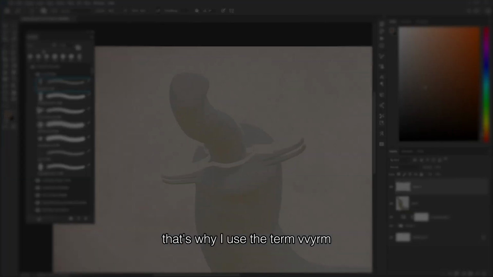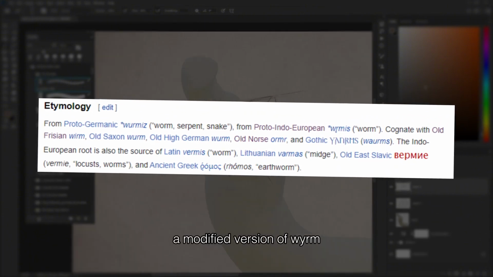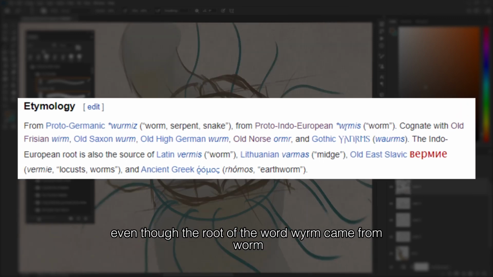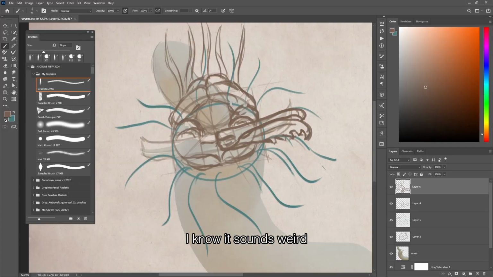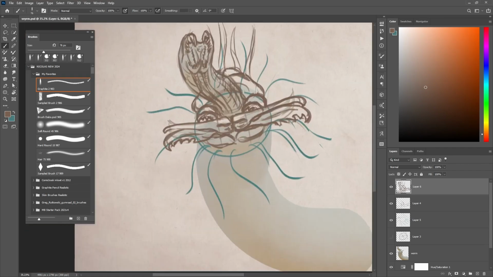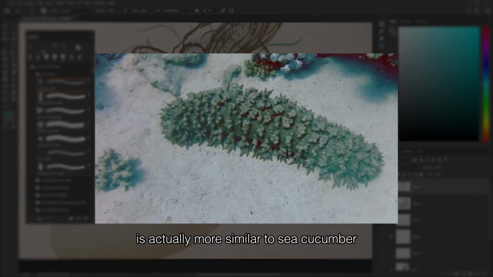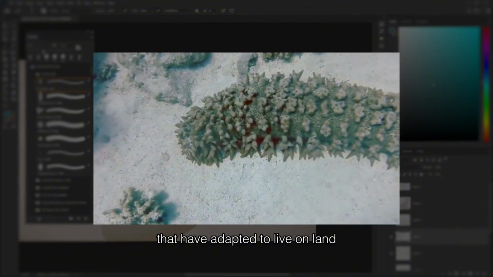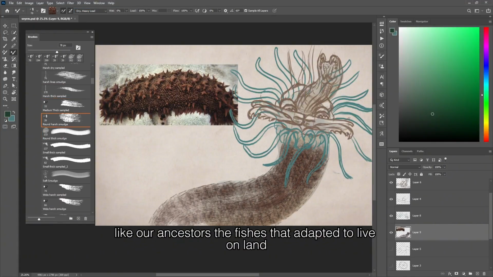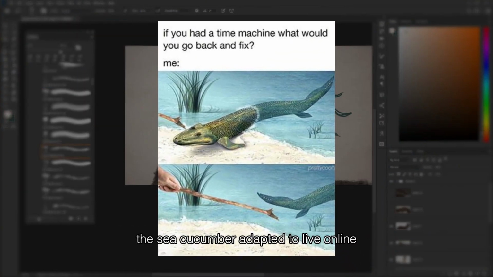That's why I use the term worm, a modified version of worm, even though the root of the word worm came from worm. I know it sounds weird because all of them pronounce like worm. The desert worm is actually more similar to sea cucumbers that have adapted to live on land. Like our ancestors, the fish that adapted to live on land, the sea cucumber adapted to live on land.